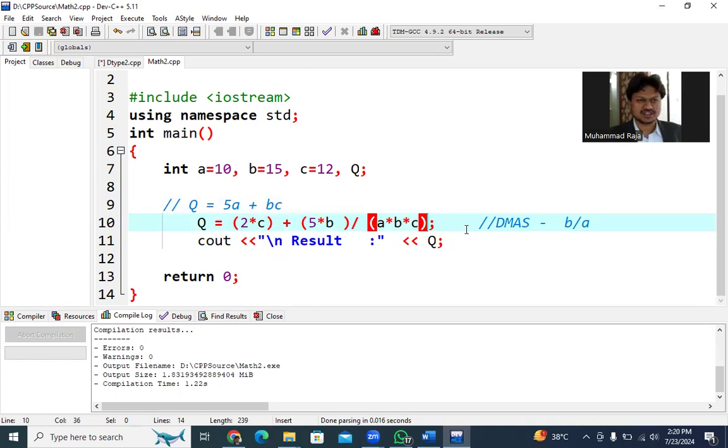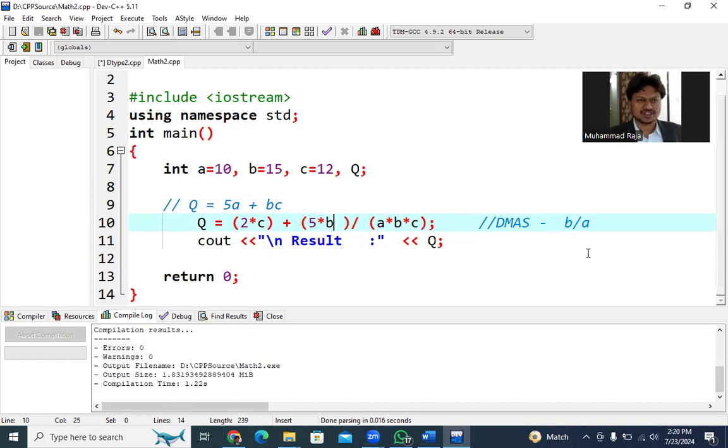If you want to make an addition, but you put multiplication in the code, the computer will give you multiplication, not addition. So according to the DMAS rule, this part will be calculated first. It will calculate 5 multiplied by B, and there it will calculate A multiplied by B multiplied by C. Then the result will be added to 2 multiplied by C. Got that point?